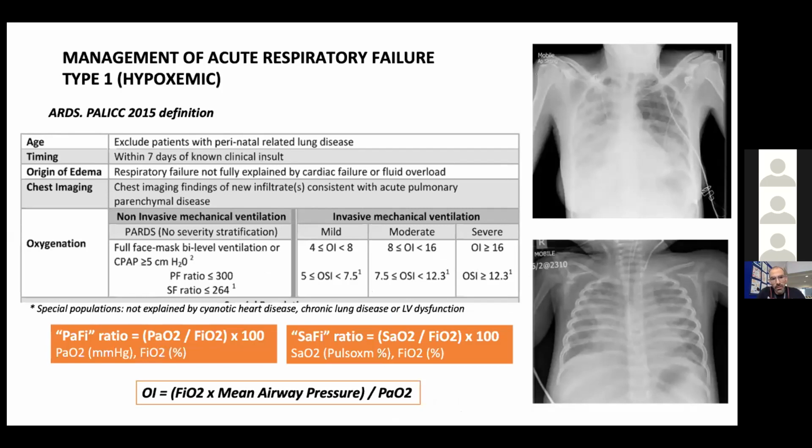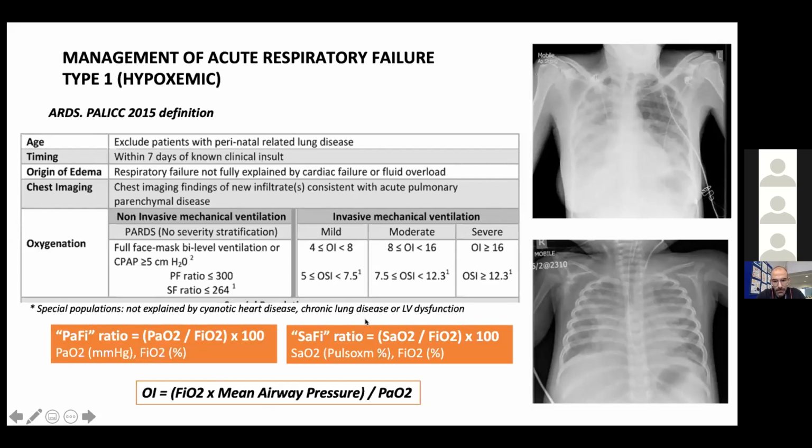So this is the definition of pediatric ARDS, okay? And you will have the exclusion criteria and how we define ARDS according to these two ratios, the PF ratio and the oxygenation index. The PF ratio is the relation between the arterial oxygen pressure and your FiO2, and this is the formula to calculate it. Okay, so we say severe ARDS when the PF ratio is below 200.